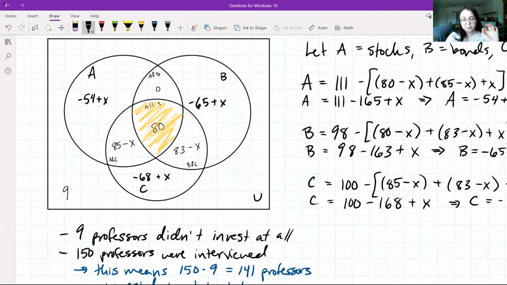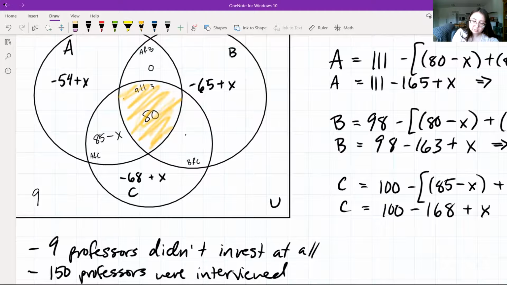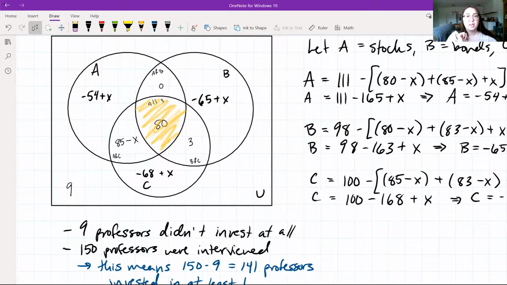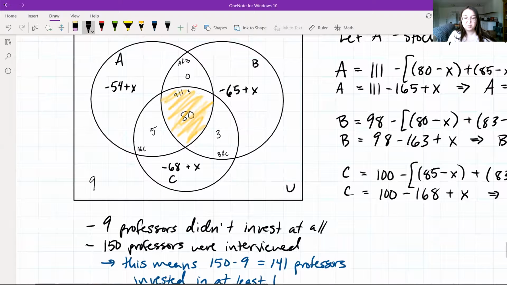Now moving on, we want to see who invested in bonds and certificates, just those two. We have 83 minus 80, so we get that 3 people only invested in bonds and certificates of deposit. Moving on to who invested in stocks and certificates of deposit, we get 85 minus 80. That's going to be just 5. So 5 people only invested in stocks and certificates of deposit.